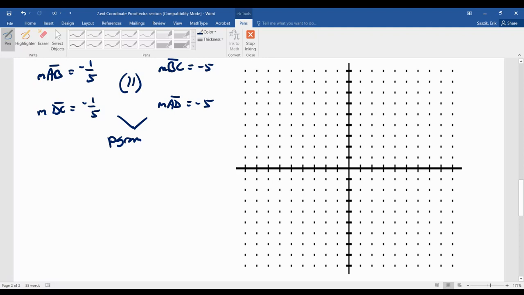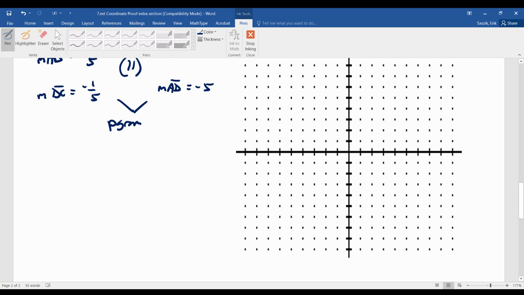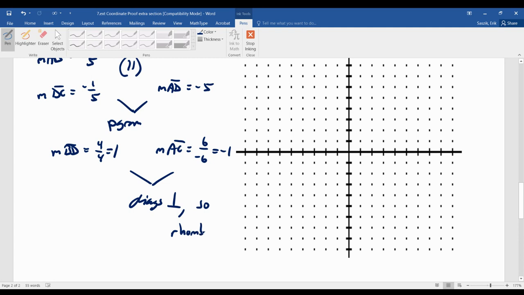Okay, remember, we're not connecting the midpoints here. This isn't asking us for that. We also know that remember, these are not opposite reciprocals, so we don't have a rectangle. Let's take a look at the slopes of the diagonals. And these diagonals are perpendicular. So that means you have a rhombus.